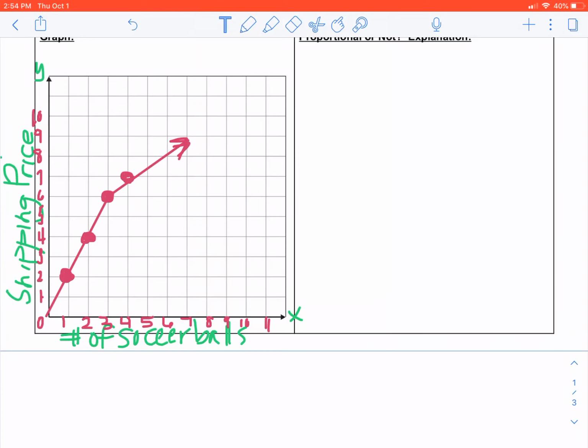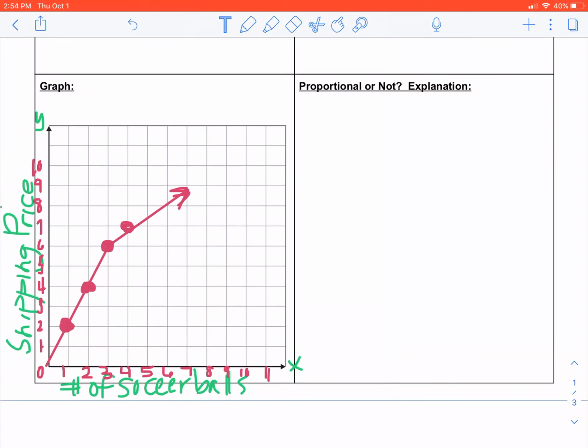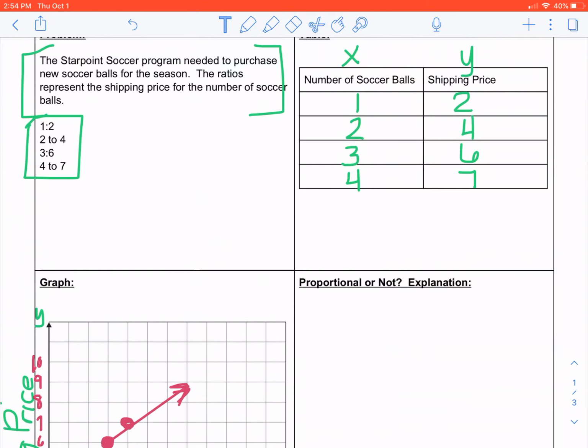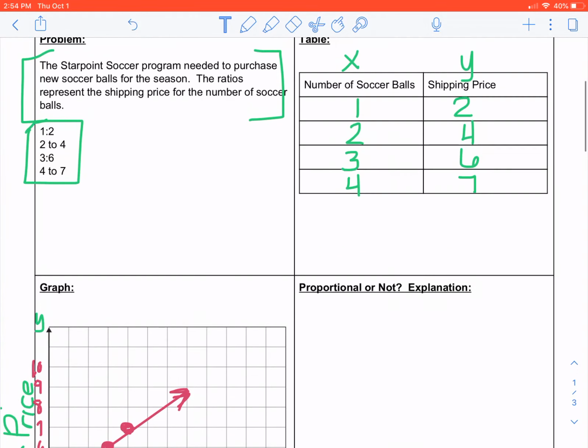So the last question says, is it proportional or not? Well, there's 2 ways to do this. You can look at the graph or you can look at the table. We've done both in class. So let's look at the table first. Okay, let me take you back up to the table. So the way we know if a table is proportional is if we know all the unit rates are the same. So I'm going to show that work right now. Remember, I'm going to do y divided by x. So k equals y divided by x. And I'm going to do that for every single one.